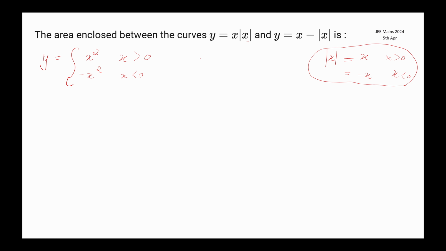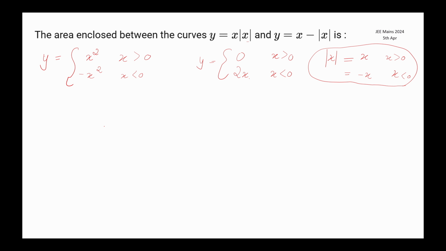What about the second curve? Talking about the second curve, again when x is greater than 0 and x is less than 0. When x is greater than 0, this would be plus x, so x minus x makes it 0, so we would have y equals 0. Basically this is our x-axis. And when x is less than 0, this would convert into 2x. So I hope you've gotten this portion.